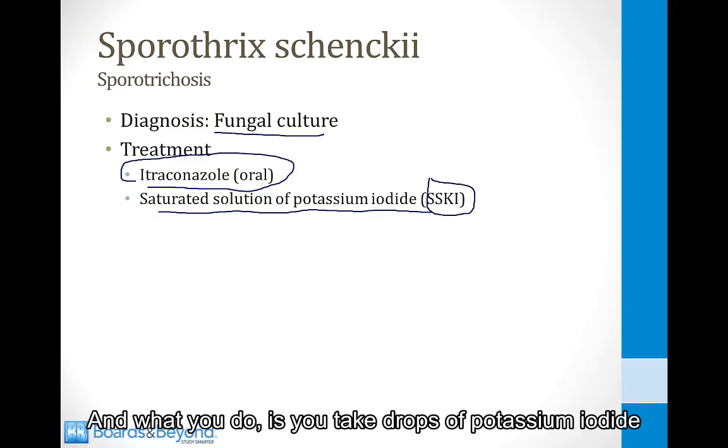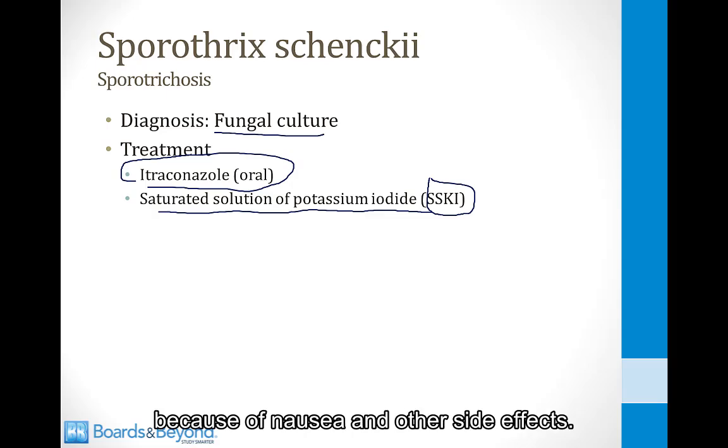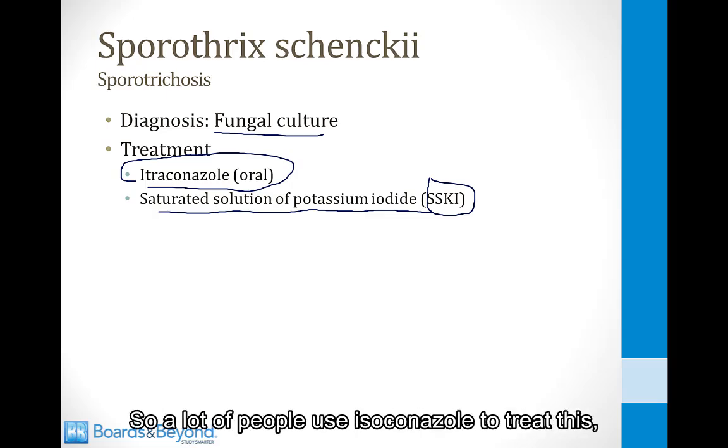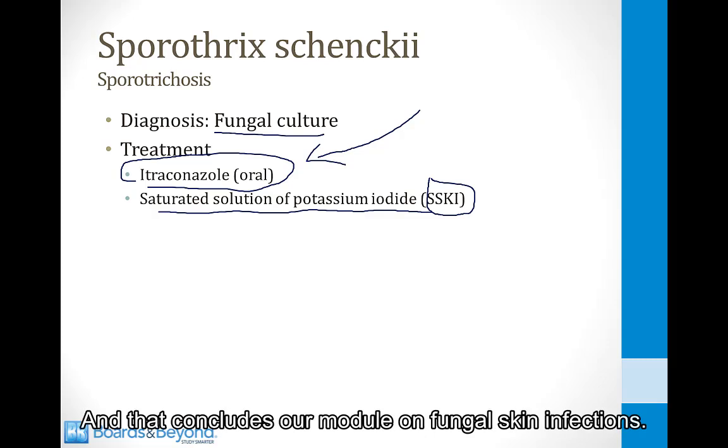And what you do is you take drops of potassium iodide and you put it in juice or milk. And if you drink that for a few weeks, it will clear the infection. The mechanism is not clearly understood. A lot of people can't tolerate it because of nausea and other side effects. So a lot of people use itraconazole to treat this, but SSKI is still an accepted therapy for sporotrichosis. And that concludes our module on fungal skin infections.